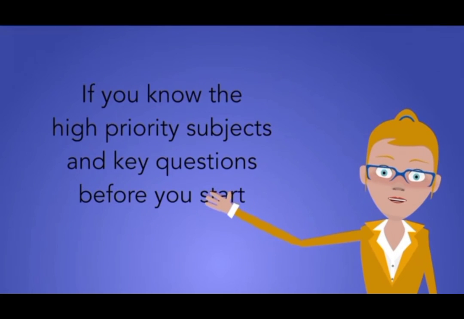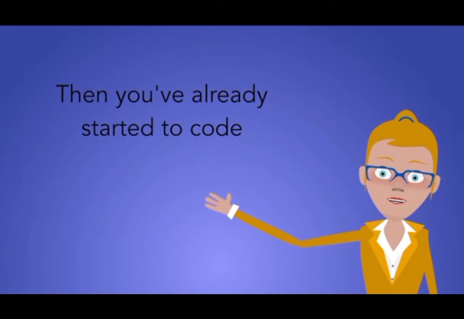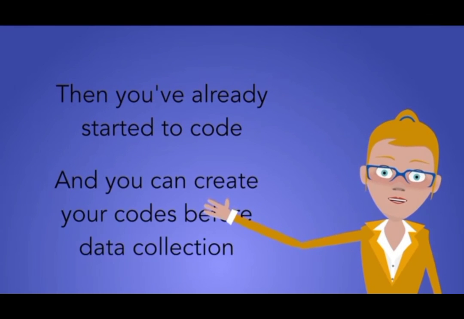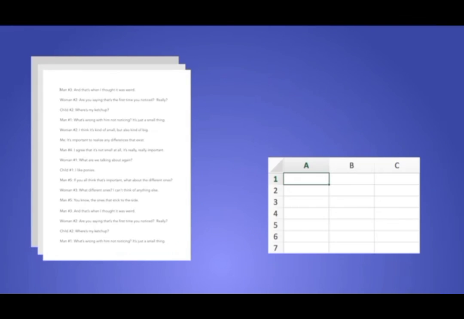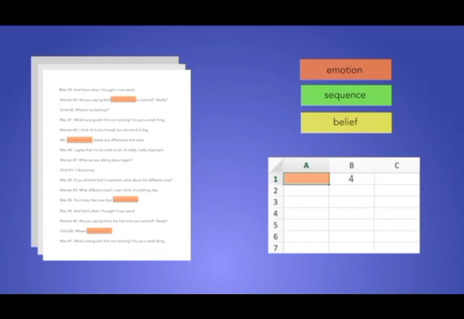So if you know which questions are important, if you know what you're going to focus on, then you've already done some coding in your head. And in that case, you can predefine your codes and say, I'm going to code on emotion, I'm going to code on X, Y, and Z. You can assign that code a color or a number or whatever, and then you can go into the text and code that way, so that you're just marking it according to the code.